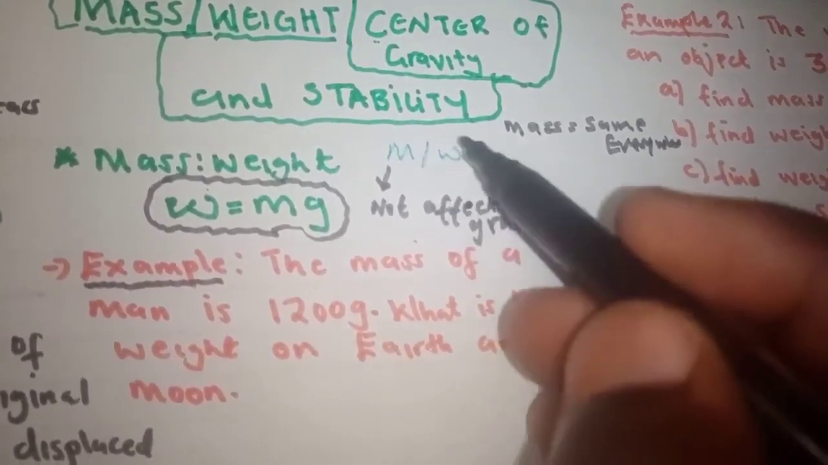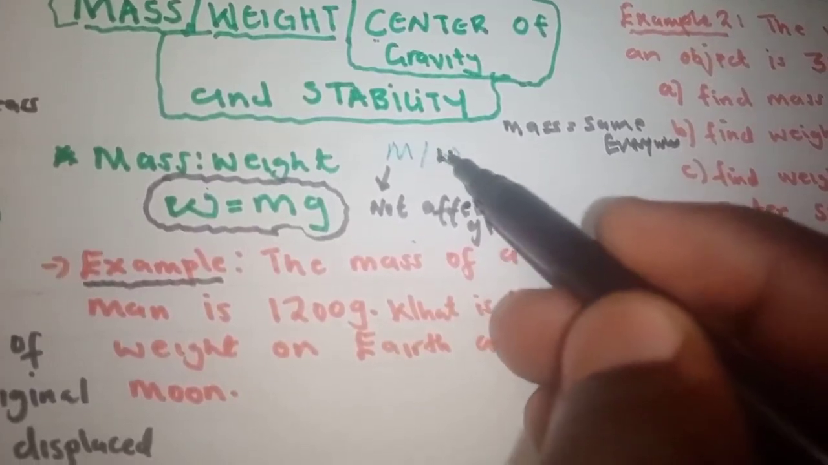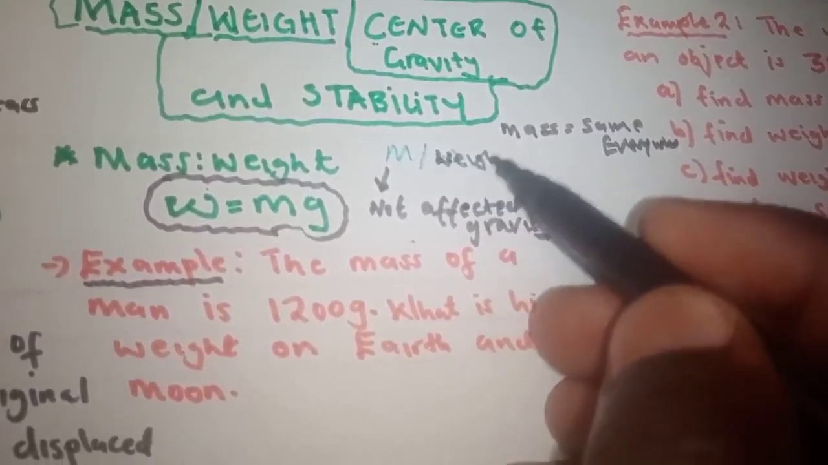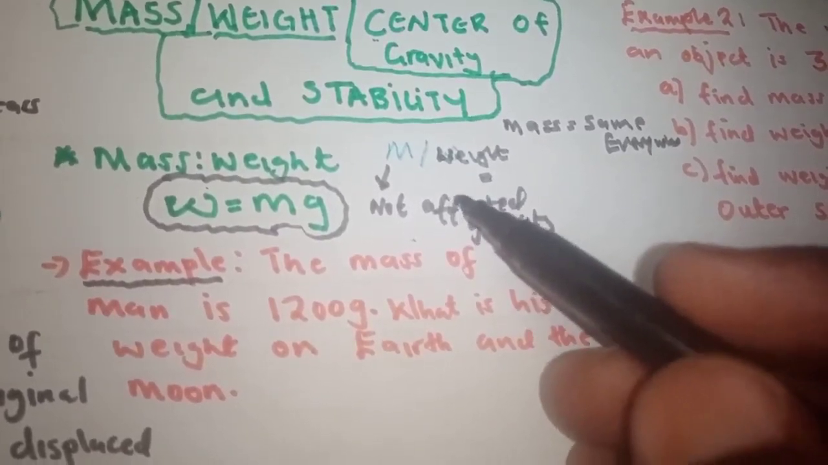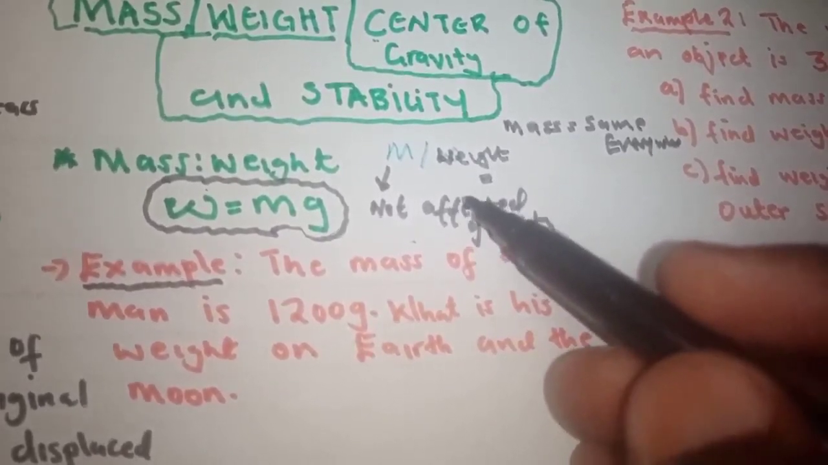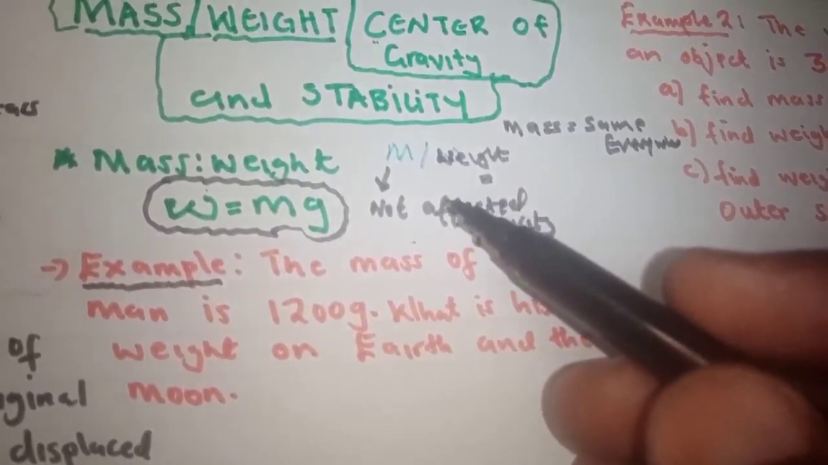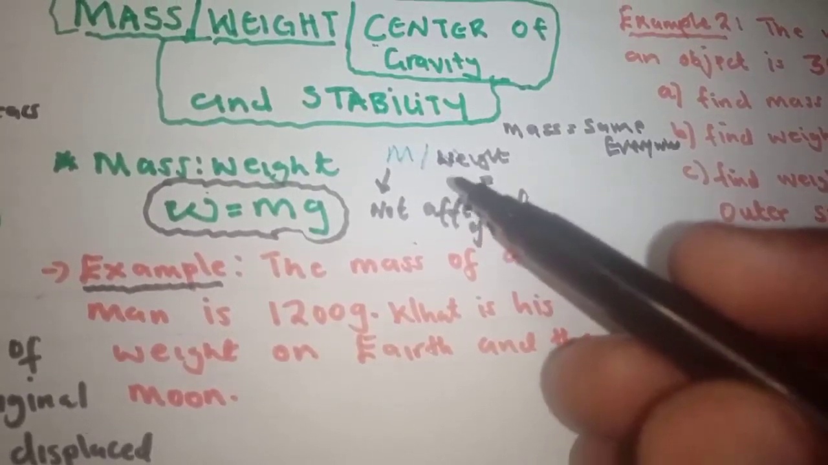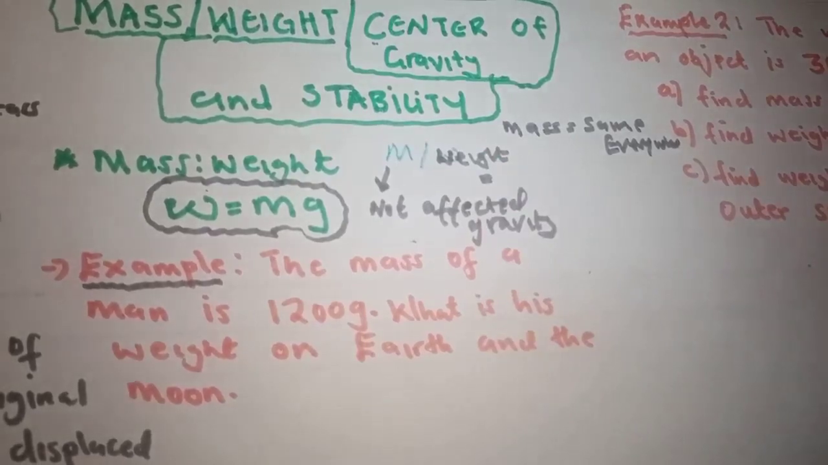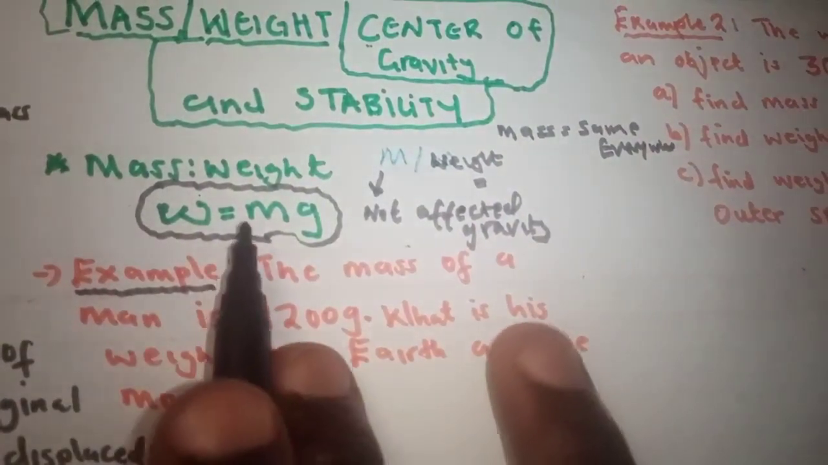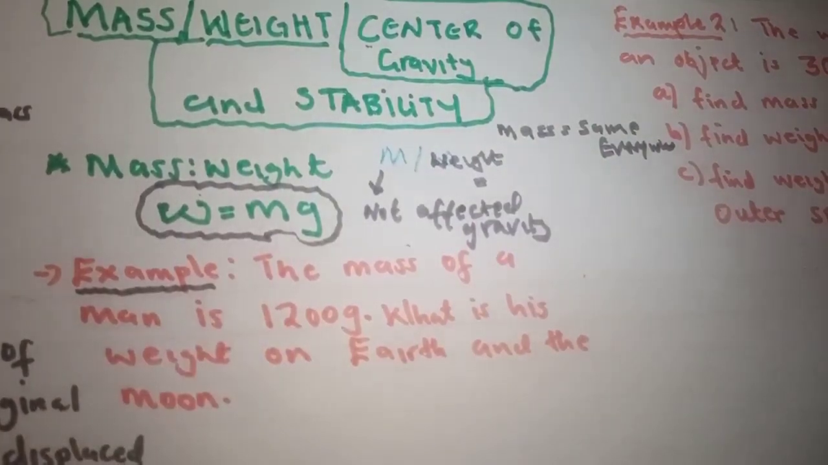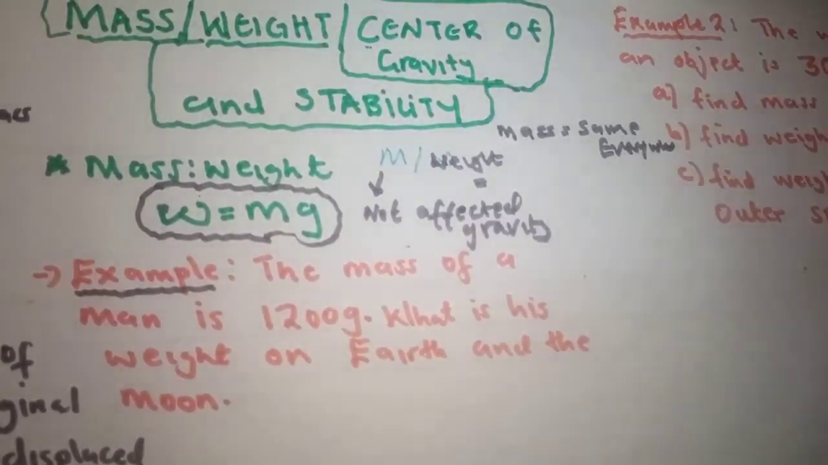But weight is affected by gravity, and this means that depending on the place, it could be the Earth, the Moon, or outer space, the weight would definitely change. The major relationship between mass and weight is that they are directly proportional, provided the gravity, which acts as a constant, is constant.